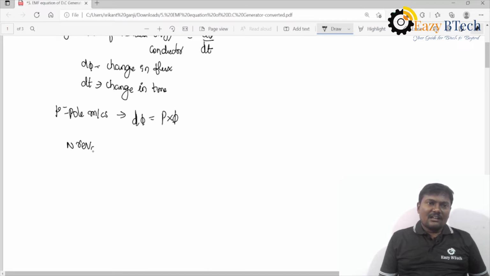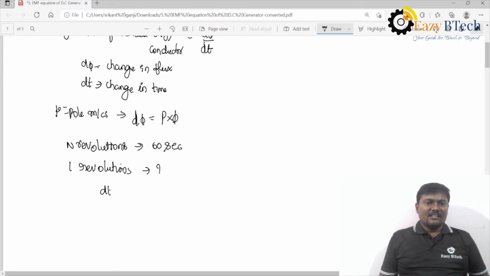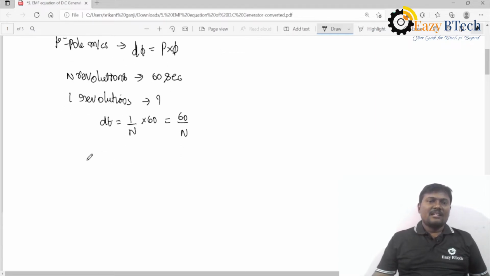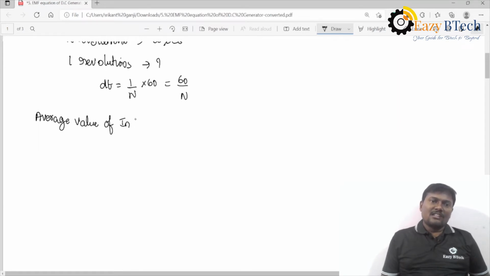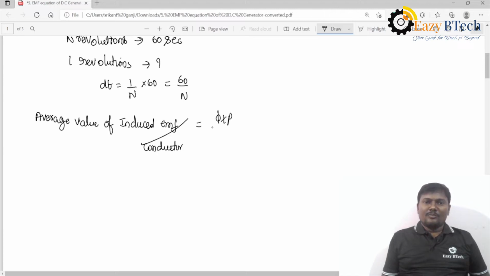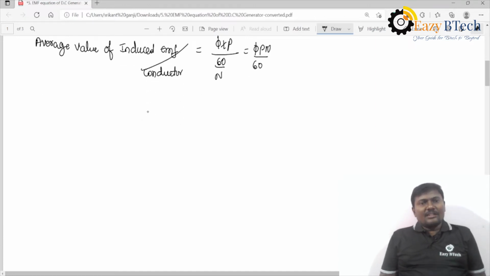N revolutions are made in 60 seconds. For one revolution, the time dt is equal to 1 by N into 60, that is equal to 60 divided by N. Substitute: the average value of induced EMF per conductor is equal to phi into P divided by 60 by N, that is equal to phi P N by 60.